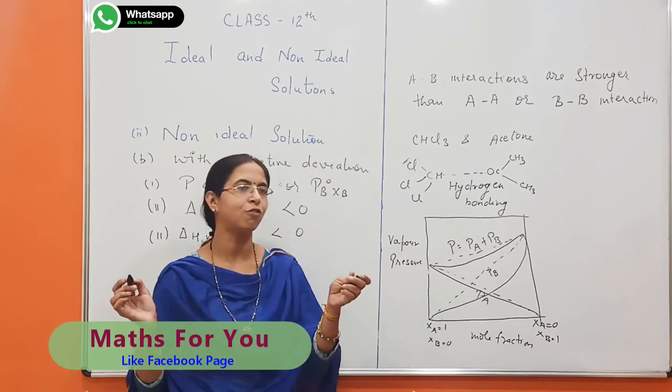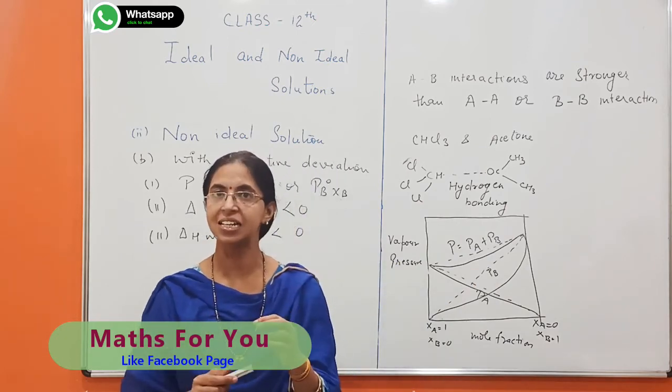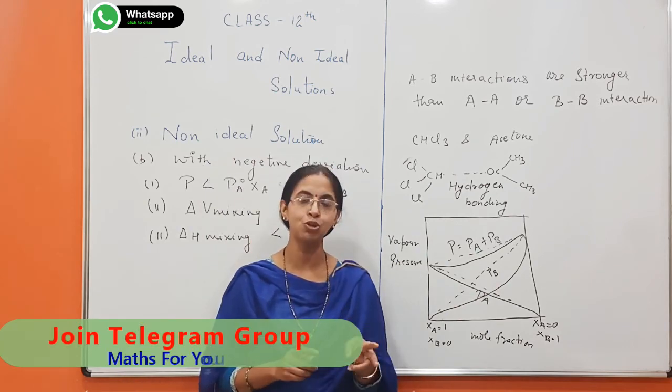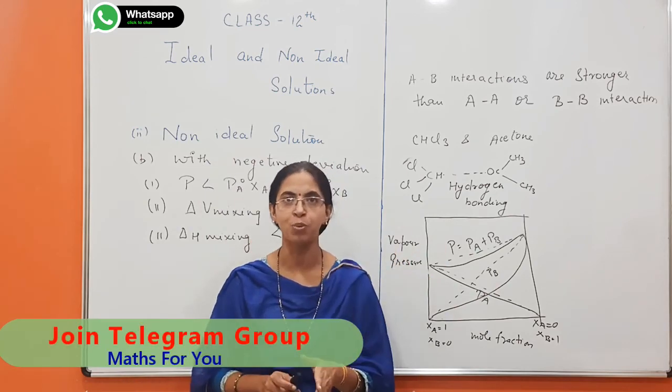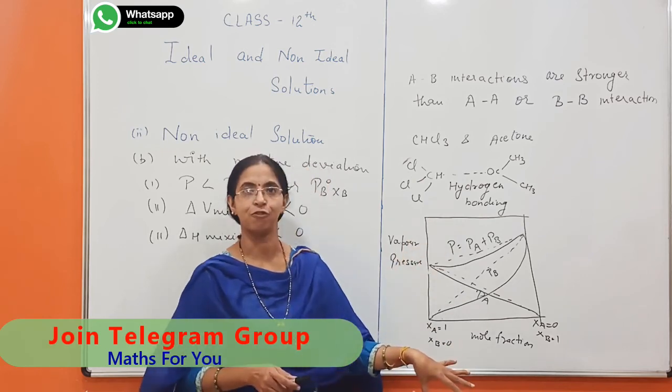So today what have we studied? We have studied the ideal solution, then the non-ideal solution and its two types, with all three properties, the reason and the graph.